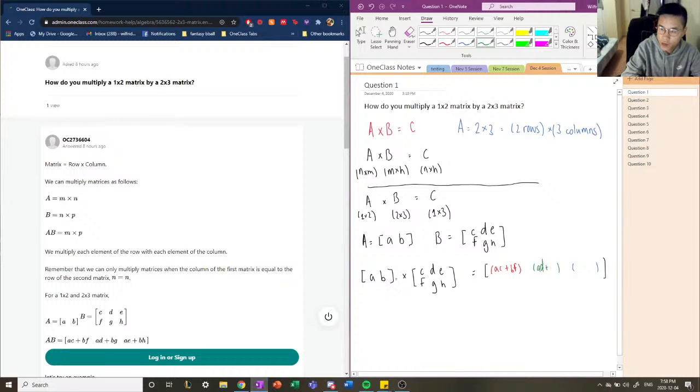plus the second value of our first row in our first matrix, which is B, times the second value of our second column in our matrix B. So that's going to be B times G. Okay? Finally, we're going to write out this last one.